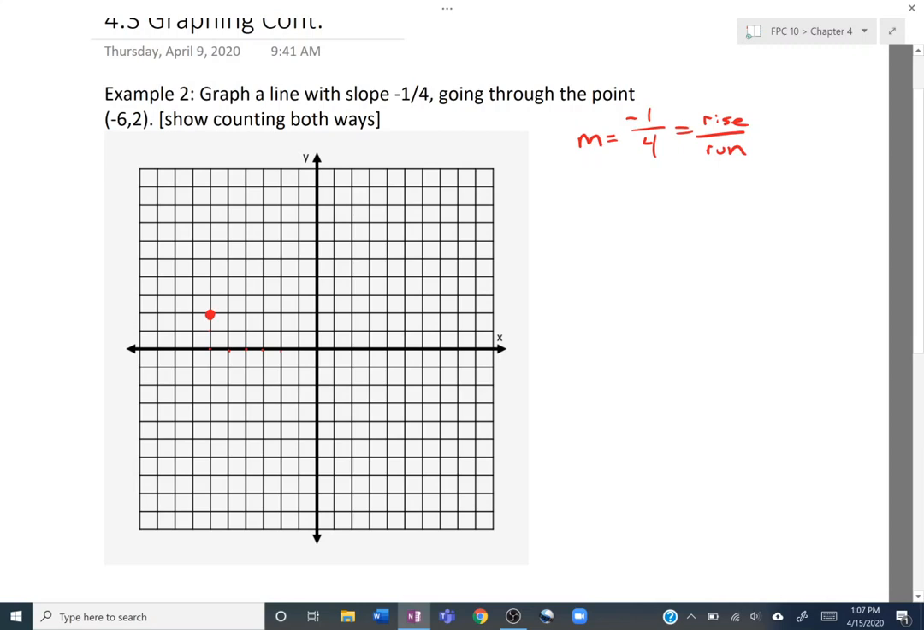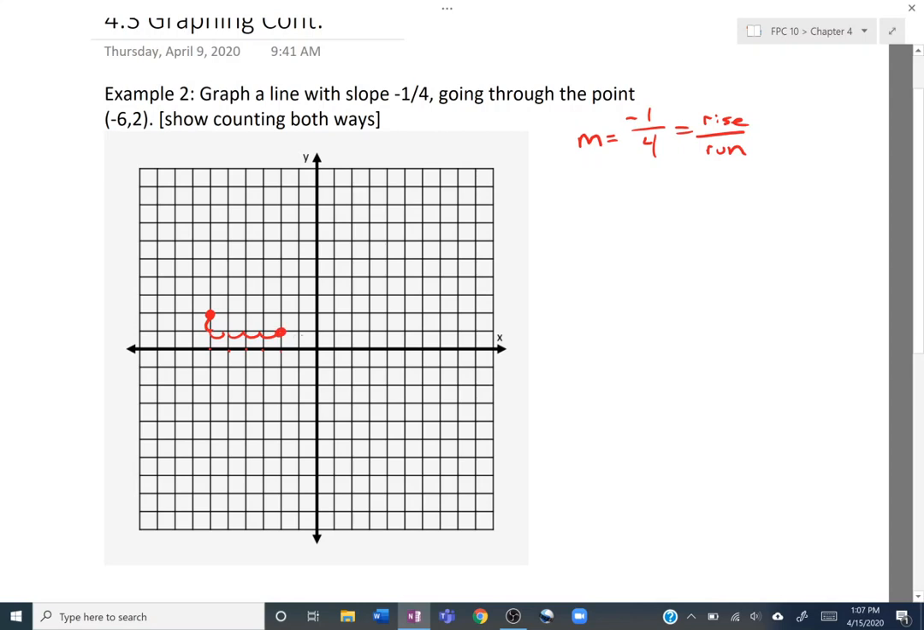And then our slope. So -1 divided by 4 is our slope, which means our rise is -1. So all that negative means is instead of going up, we're going to go down. So I go down 1 and then run 4. 1, 2, 3, 4. And there's another point.